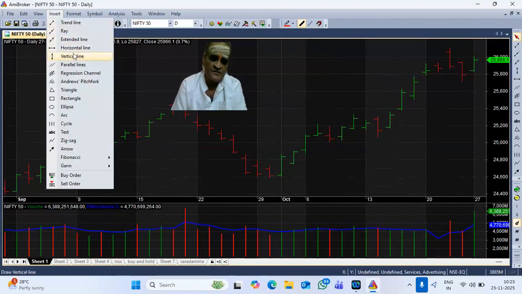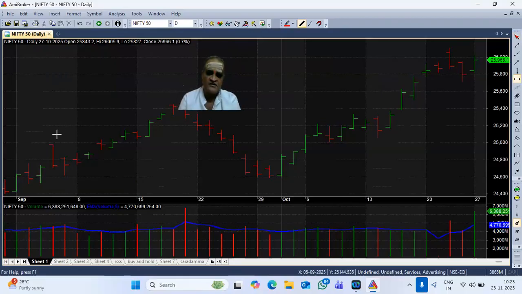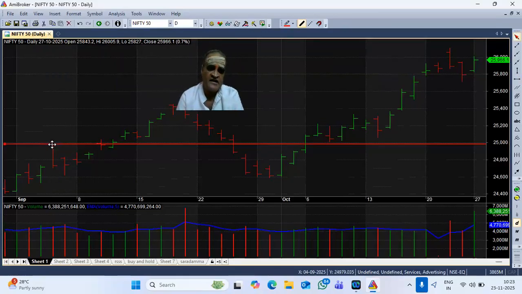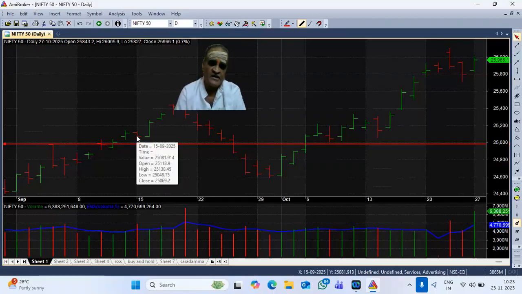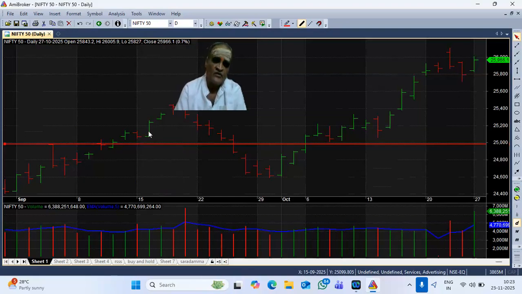So it is always better to verify where to make an entry point. For that, let us make this the important bar. Let us put a horizontal line here. When we put a horizontal line here, you can see this bar closed above this important level of the high. When this bar closed, next day we make an entry, and you can also see that the volume is more. Next day we make an entry, and this time the market went up.